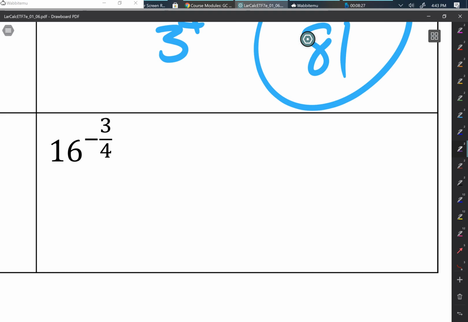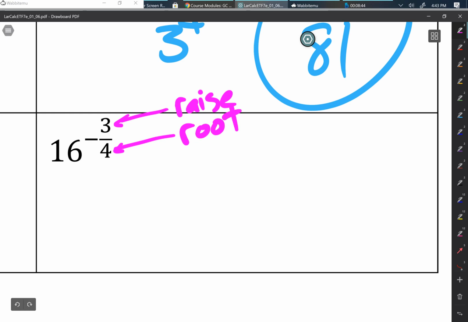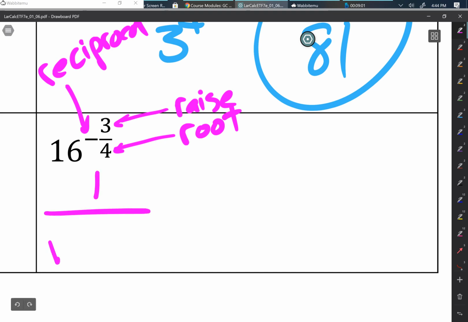So what does this one mean? Because now the rational number is the exponent. And so what I have to remember is that these two positions mean different things. The exponent in the numerator there means to raise, and in the denominator that means to root. Now the negative, that means reciprocal. So I got 3 things I have to do. I have to take the reciprocal, I have to raise it, and I have to root it. So do you want to do this? Or do you want to do this?